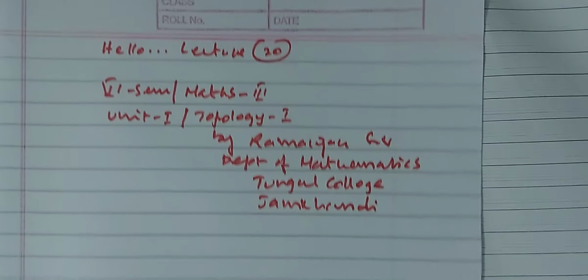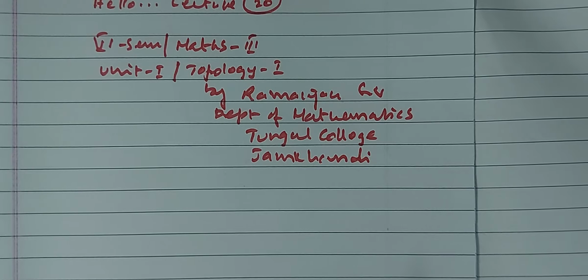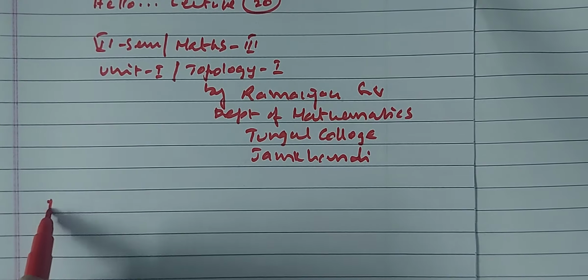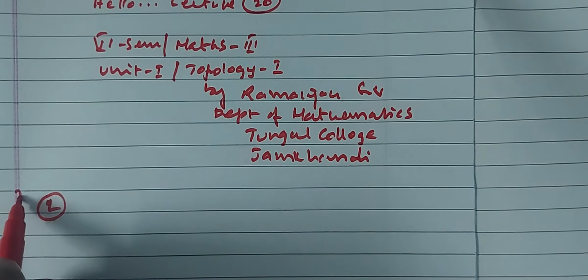So let us see a few more problems on the closure of a dense set, interior, exterior, and boundary of a set. In the last class we discussed the first problem, whereas now the second problem, it was asked in 2018.